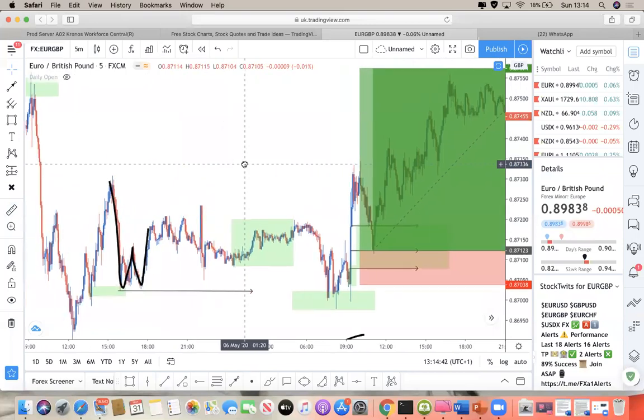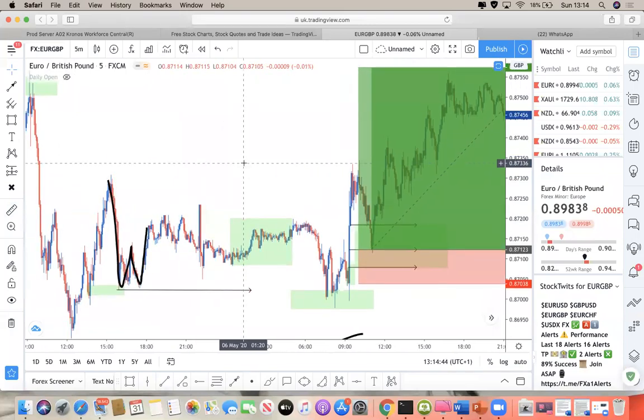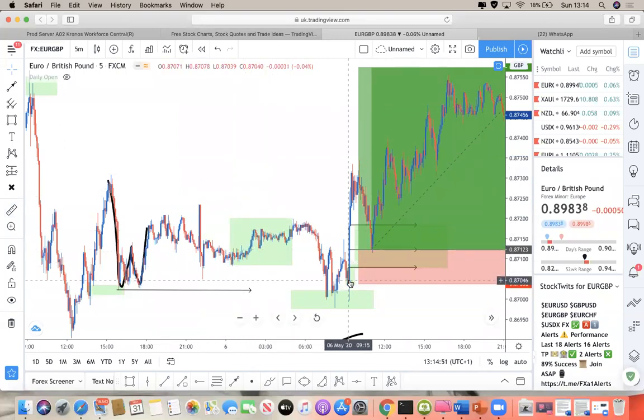Let me repeat the confirmations. Confirmation number 1: do we have an institutional candlestick? Confirmation number 2: do we have an imbalance created from the institutional candlestick? I'm going to take it slow. People are taking notes.